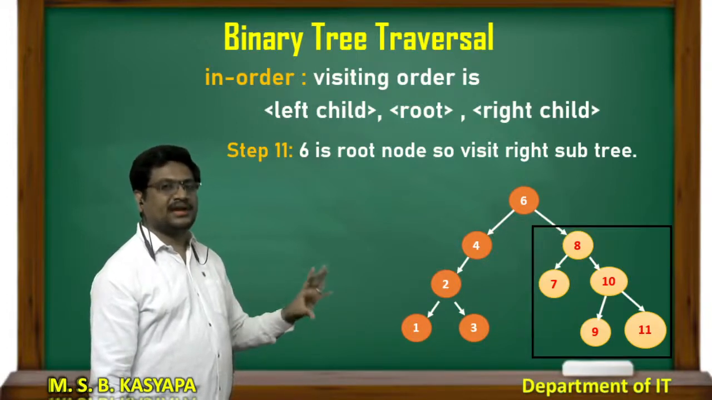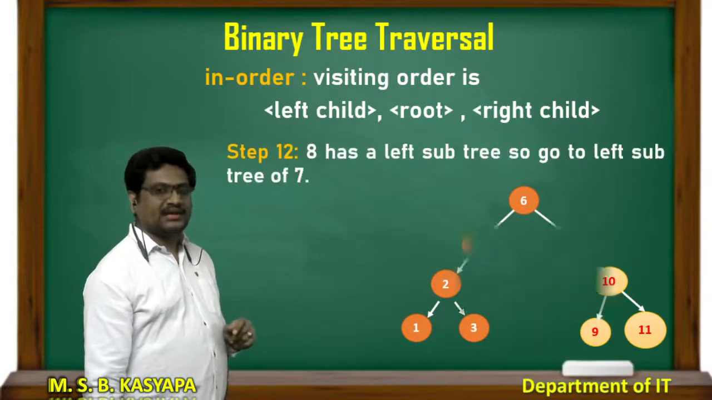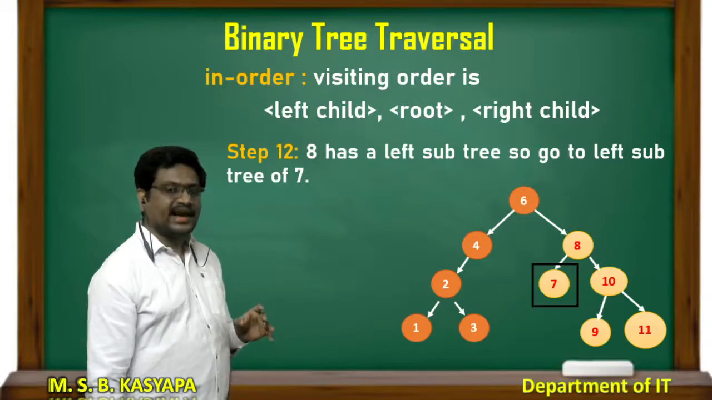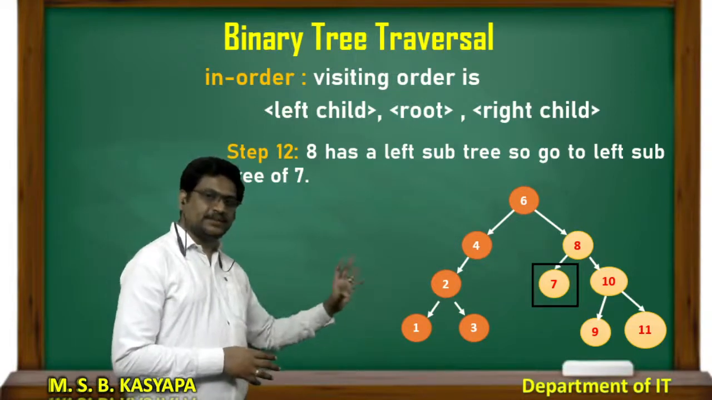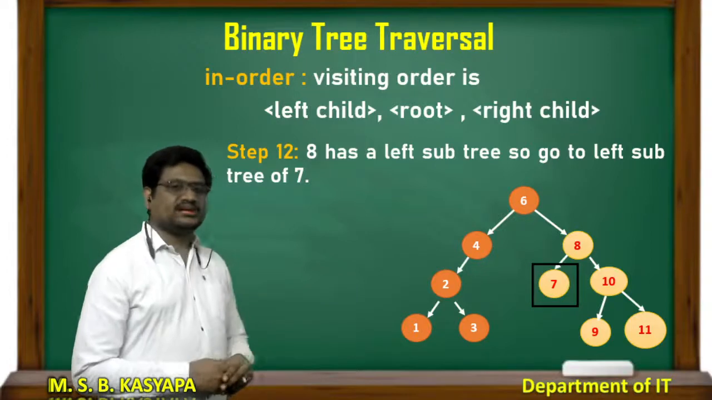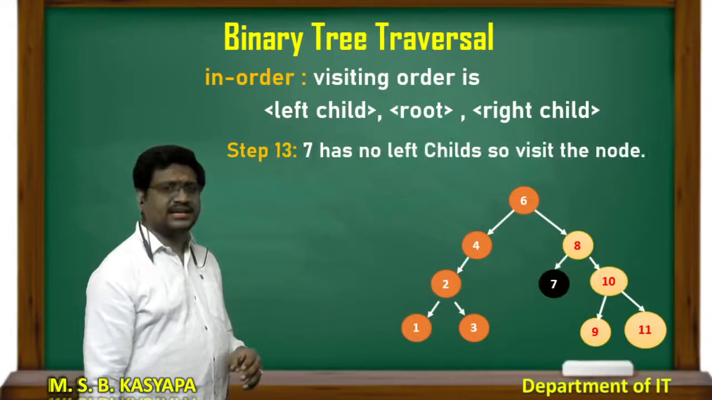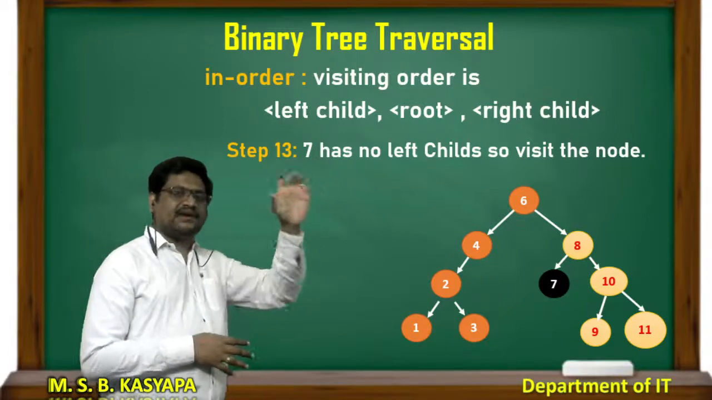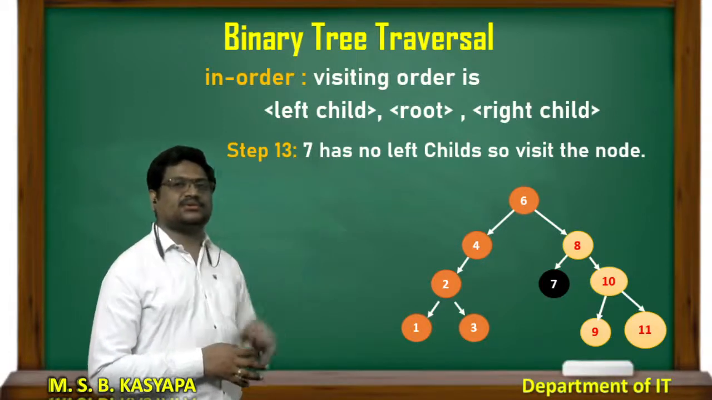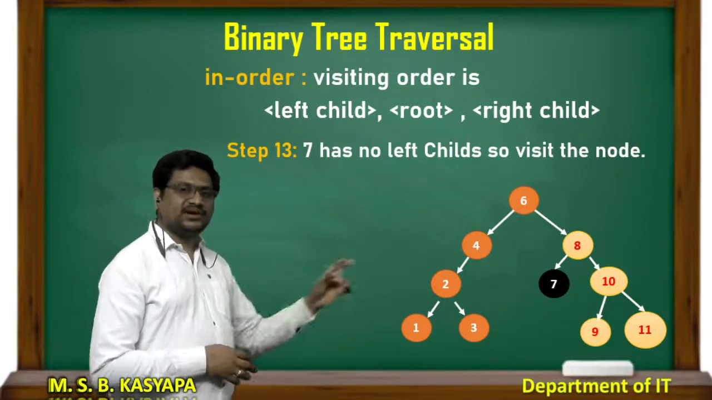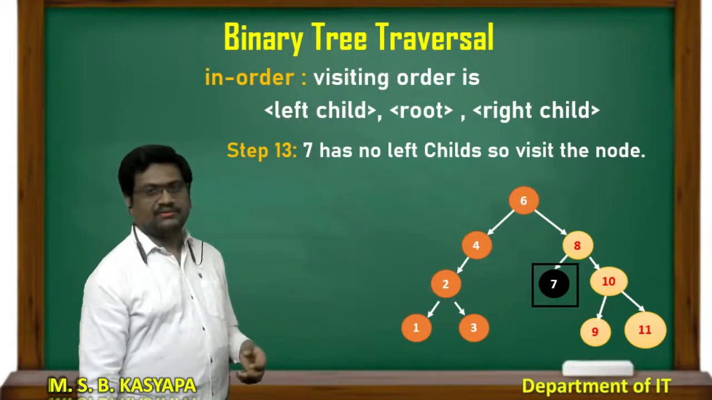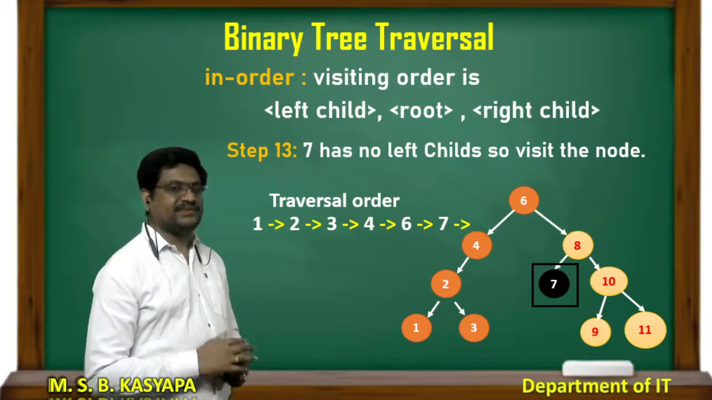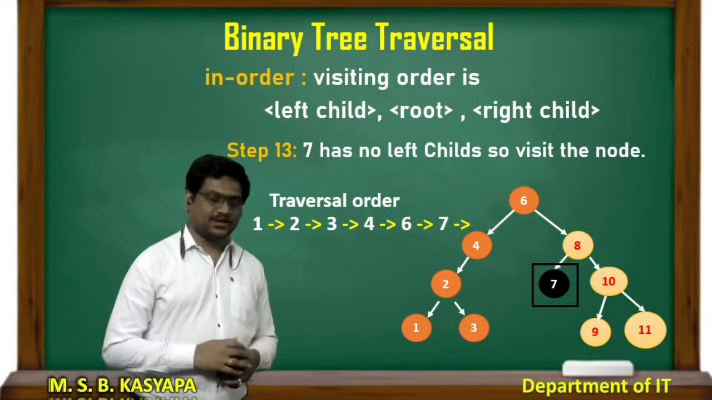Okay. Now, this subtree I have to visit. Again checking whether in this subtree 8 has any children or not. Yes, 8 has a subchild, that is 7. So, I have to move to that 7. And again checking whether 7 has any left child. No. If it doesn't have any left child, I have to treat it as a root node and visit the root node. Now my traversal is 1, 2, 3, 4, 6, 7. So 7 is visited.